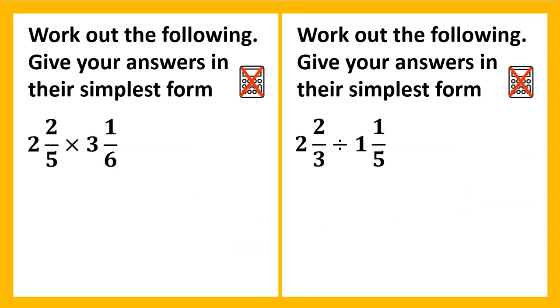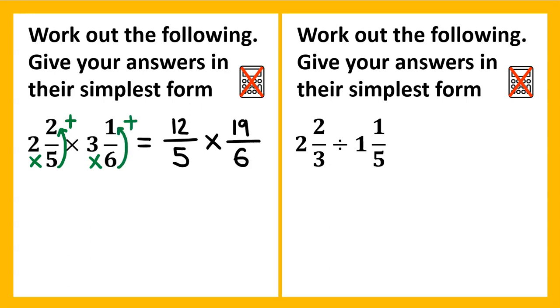On to the intermediate questions with a slight increase in difficulty. This time we have both fractions written as mixed numbers. Convert them into improper fractions. 2 times 5 is 10, plus 2 is 12, over 5. And for the second fraction, 3 times 6 is 18, plus 1 is 19, so 19 over 6.